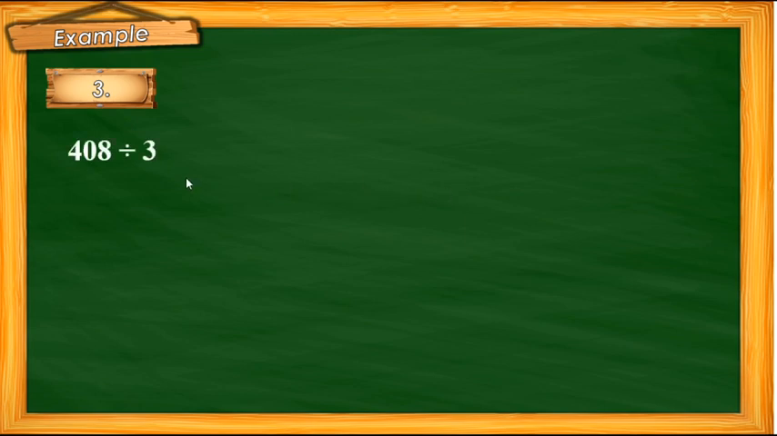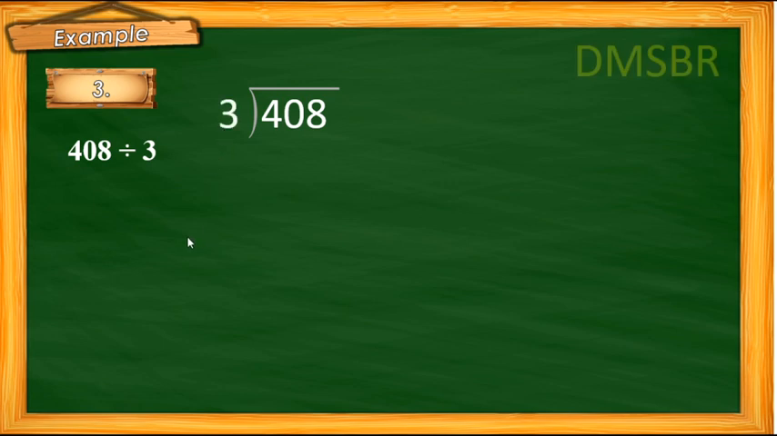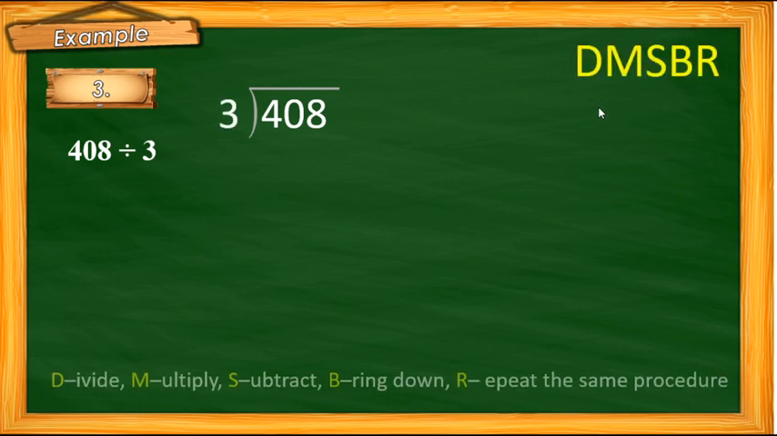408 divided by 3. So 408 goes inside the long division bar, because the dividend is inside the long division bar, and outside the long division bar is the divisor. Okay, so the MSBR rule. 4 divided by 3 can be divided. 4 divided by 3 is 1, and then 1 times 3 is 3.